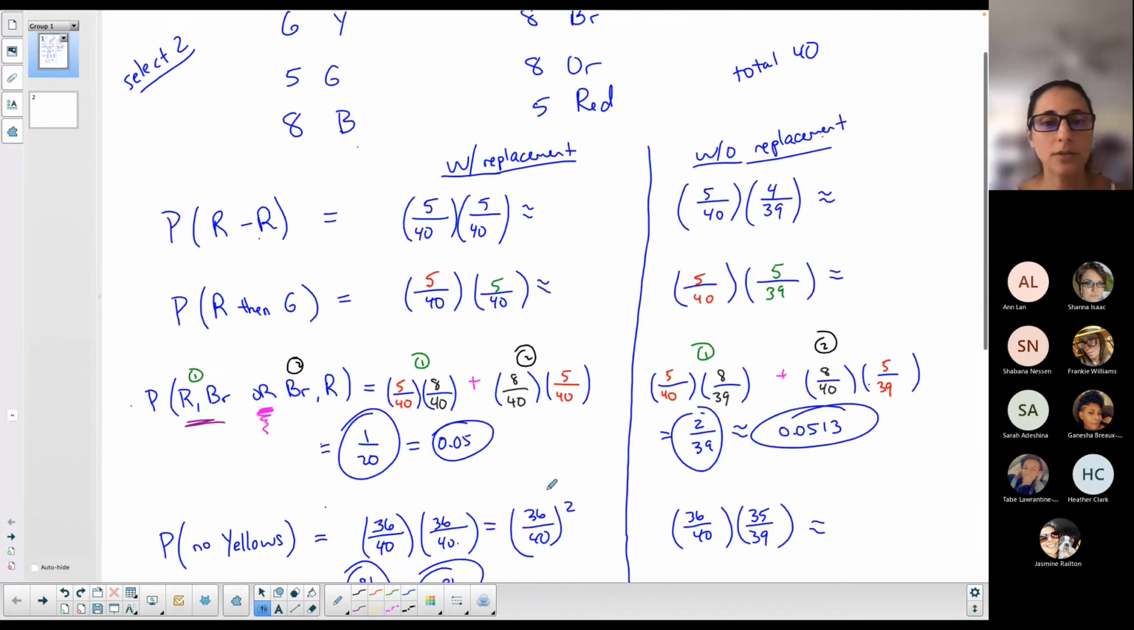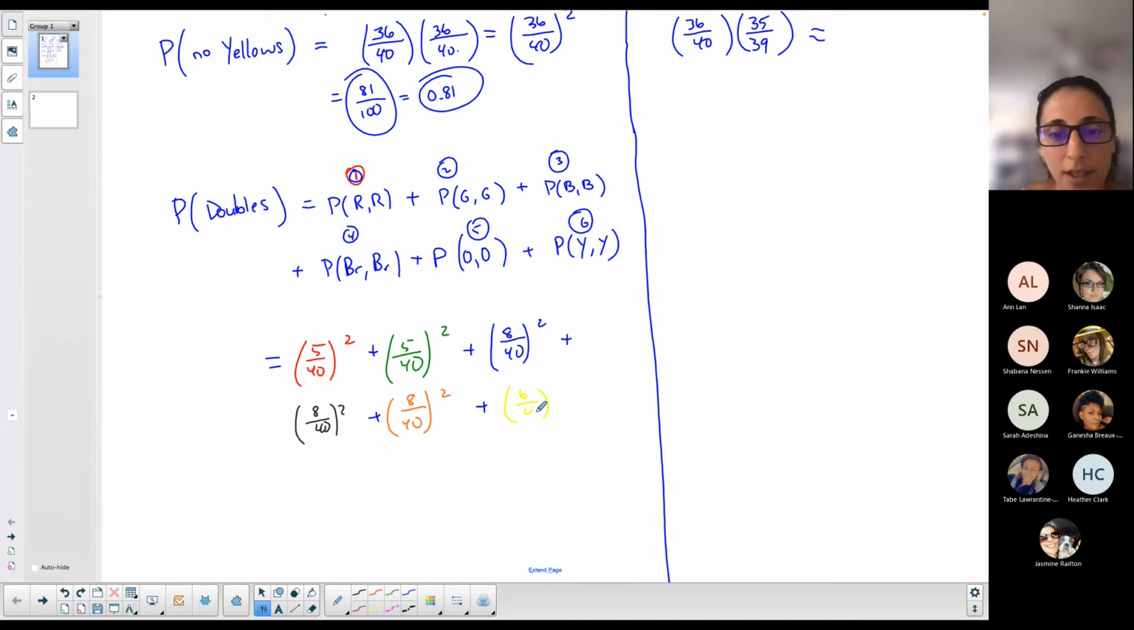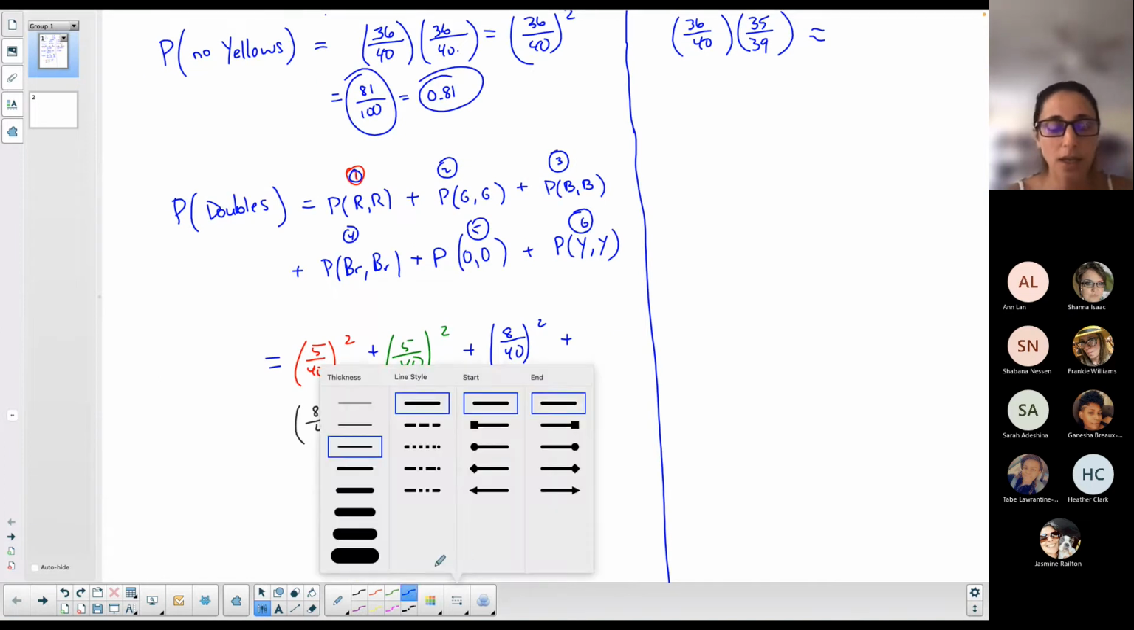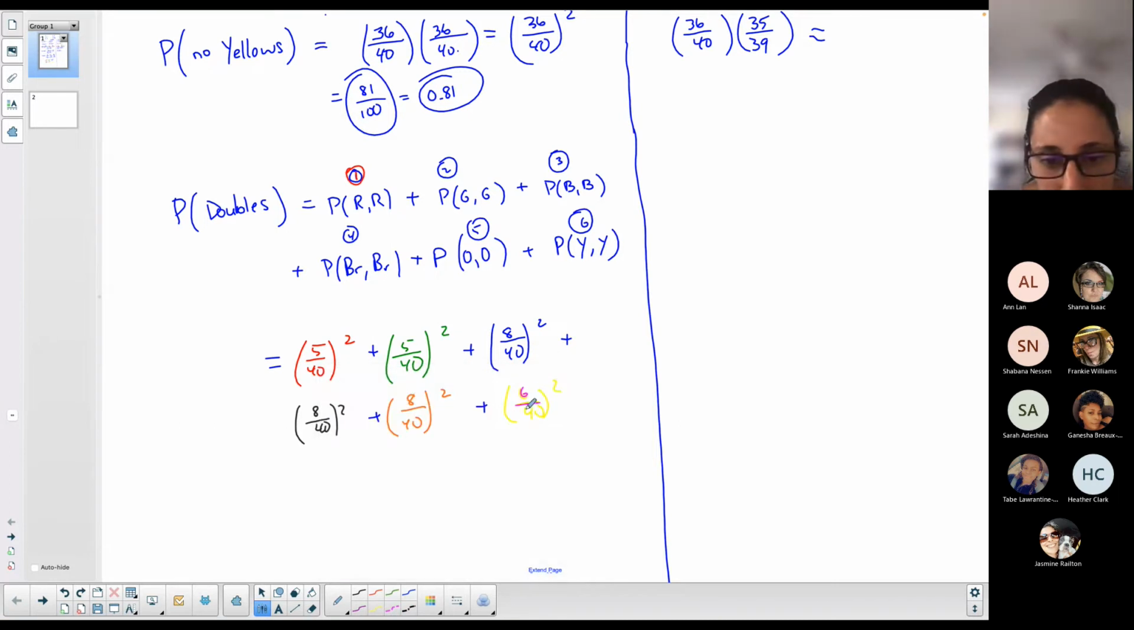And then yellow, 6 out of 40, squared. All right, so a couple ways you can do this. I might have to change this one. It's not pink, it's yellow, but you can't see it, so I'm gonna make it pink.